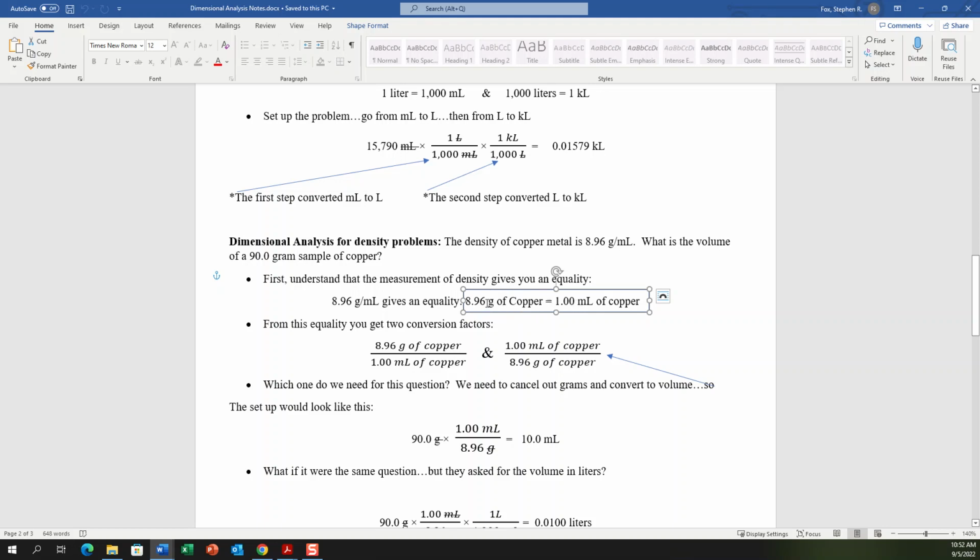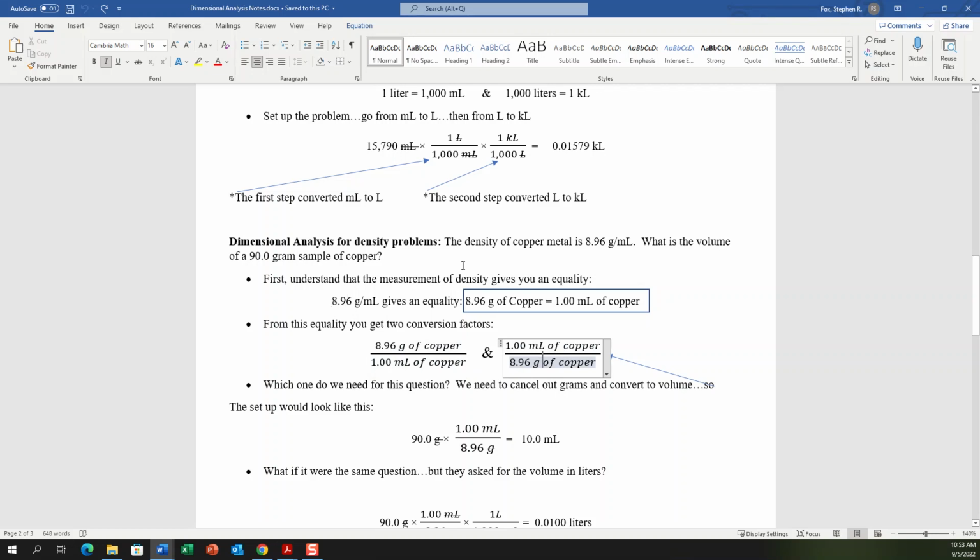So if this had been 8.960 here, then I could have put 8.960 here in my equality, and then I could have added a 0 here to maintain my number of sig digs. But you don't have to do that. If you just wanted to say 1 here, that's fine. Just understand that if I'm going to use this measurement and make it into a ratio to convert from one thing to another, this ratio has 3 sig figs, so I might end up being limited to 3 sig figs.